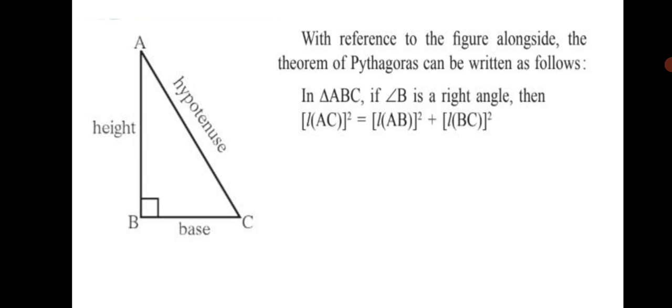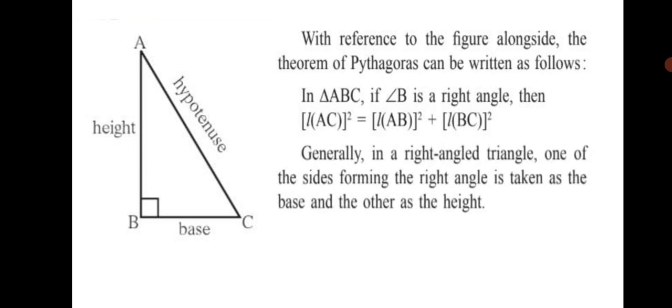So with reference to the figure alongside, the theorem of Pythagoras can be written as follows. In triangle ABC, if angle B is a right angle, then length AC square, which is the hypotenuse square, is equal to length AB square plus length BC square. Generally, in a right angle triangle, one of the sides forming the right angle is taken as the base. So here you can see BC as the base and the other as the height.